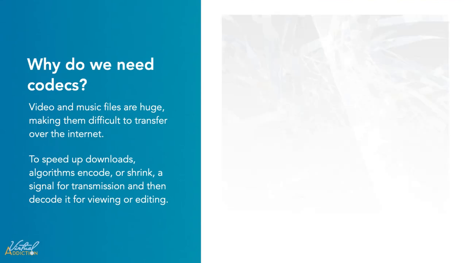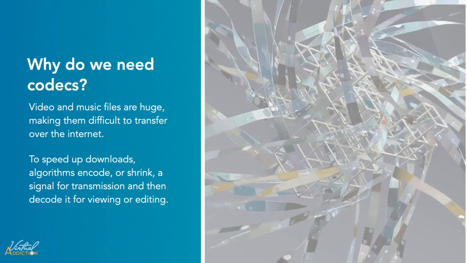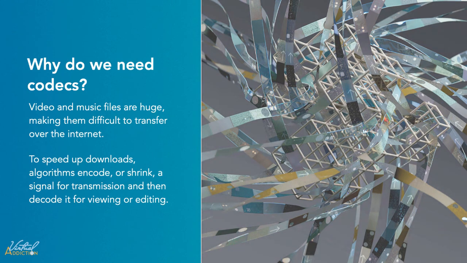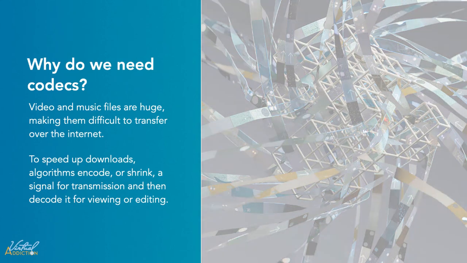So why do we need codecs? Well, video and music files are big. I mean really big, which means they're usually difficult to transfer over the internet. To speed up downloads, algorithms encode or shrink a signal for transmission and then decode it for viewing or editing. Without codecs, downloads of video and audio would take 3 to 5 times longer than they do now. In essence, a codec is used to encode data in a format that can be transmitted or stored and later viewed with a counterpart decoder.